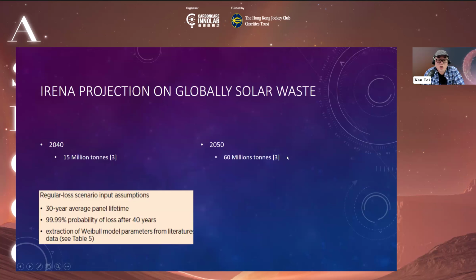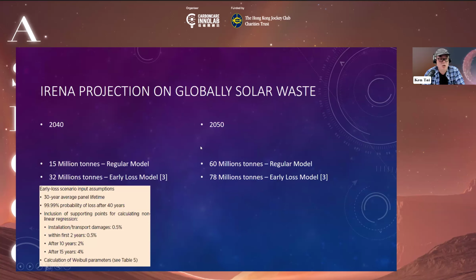Globally, the International Renewable Energy Agency, IRENA, projected there will be at least 15 million tons and 60 million tons of solar waste in 2040 and 2050, respectively. So we will all need to work together to find a solution to the solar waste before 2050, right?